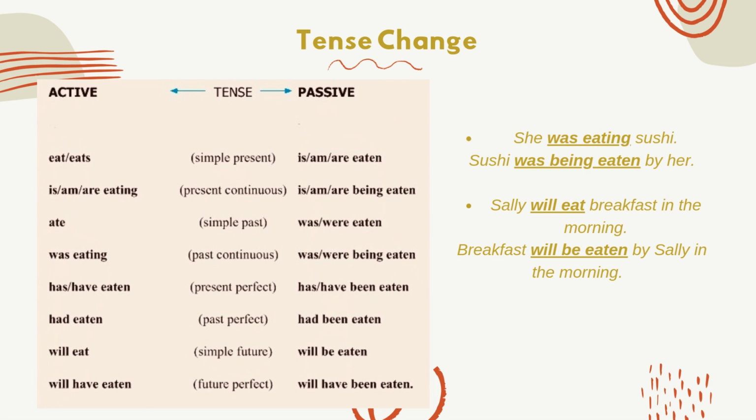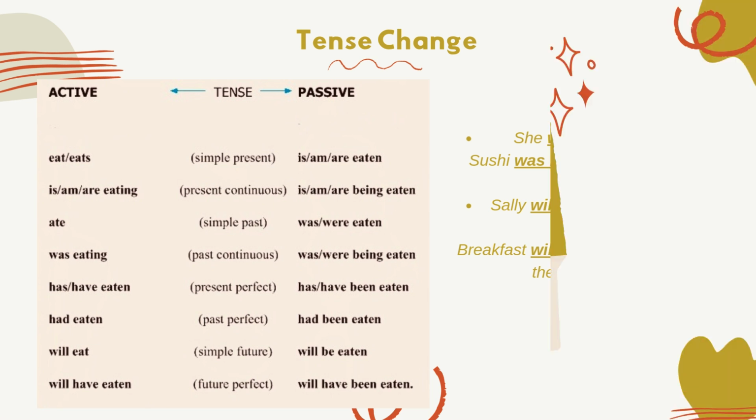It becomes was being eaten. We choose was and not were because sushi is singular and not plural. Was being eaten. Sally will eat breakfast in the morning. Breakfast will be eaten by Sally in the morning. Will eat is in the future tense. It becomes will be eaten in the passive voice.